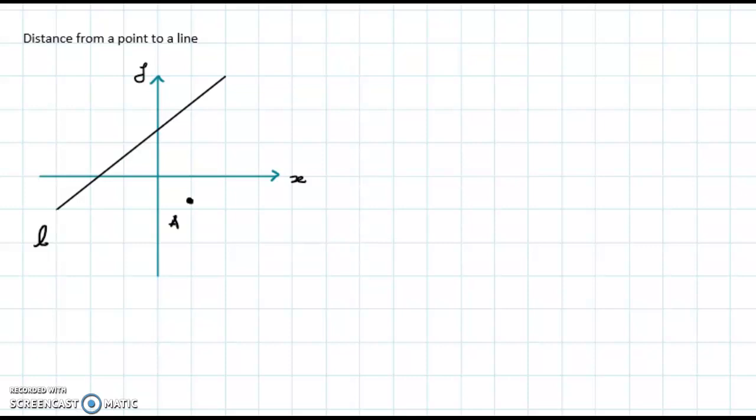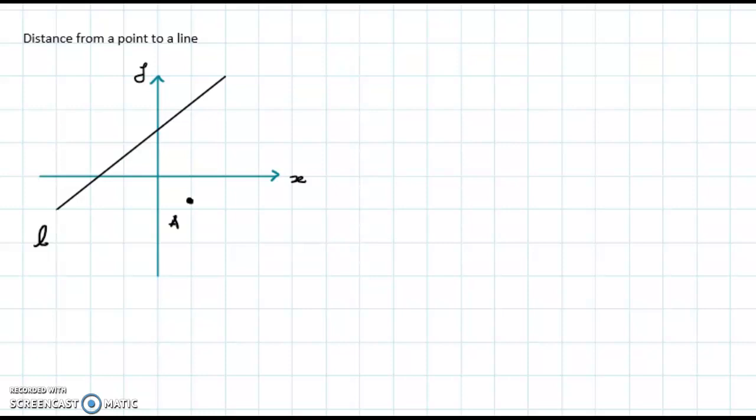The goal of this video is to present the method that we use to find the distance from a point to a line. In this picture, our point is A, our line is L, and if we wish to find the distance between them, the first thing that we need to do is to find the line that is perpendicular to L and goes through the point A.